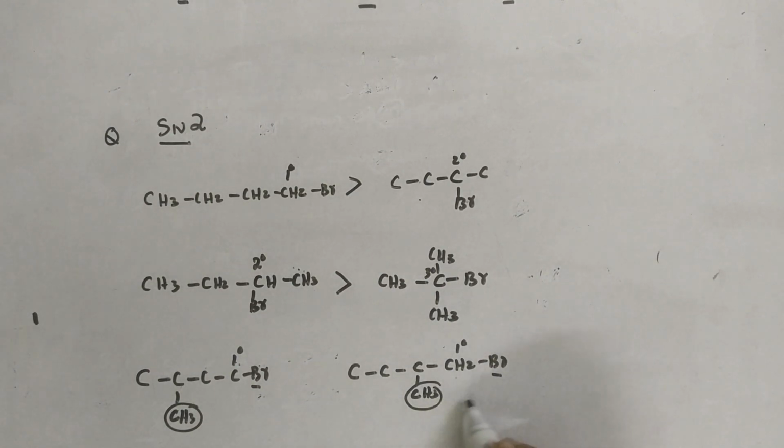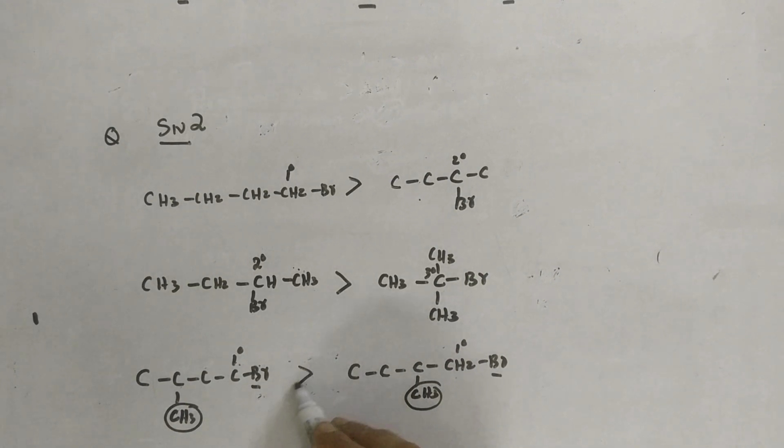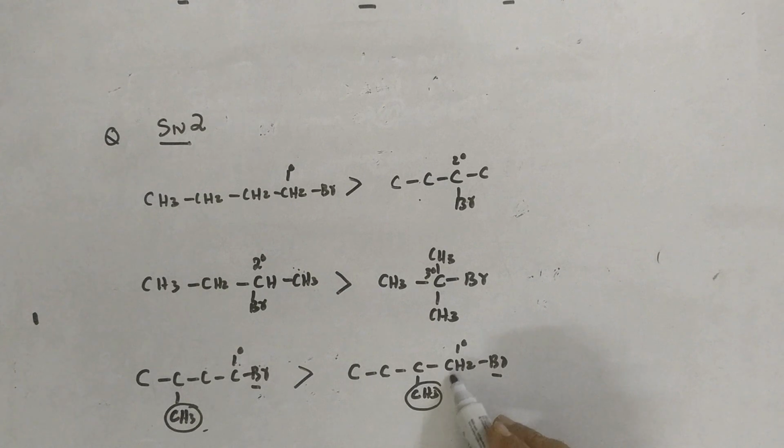There will be more steric hindrance over here. I told you in SN2 which one reacts more easily: the one which has less crowding around the halogen. So this has more crowding, so this will be less reactive and this will be more reactive. There is space available over here for the back attack. Over here it will be slightly difficult for the nucleophile to come and attack this carbon. This will offer steric hindrance.